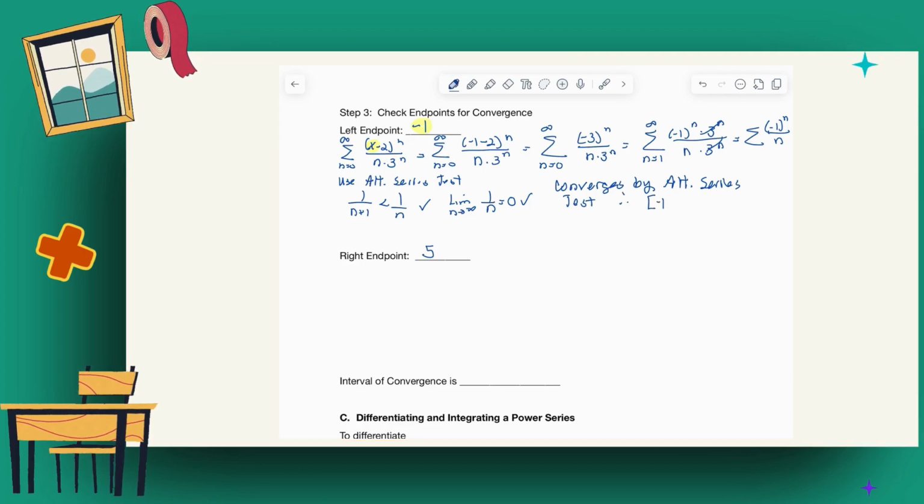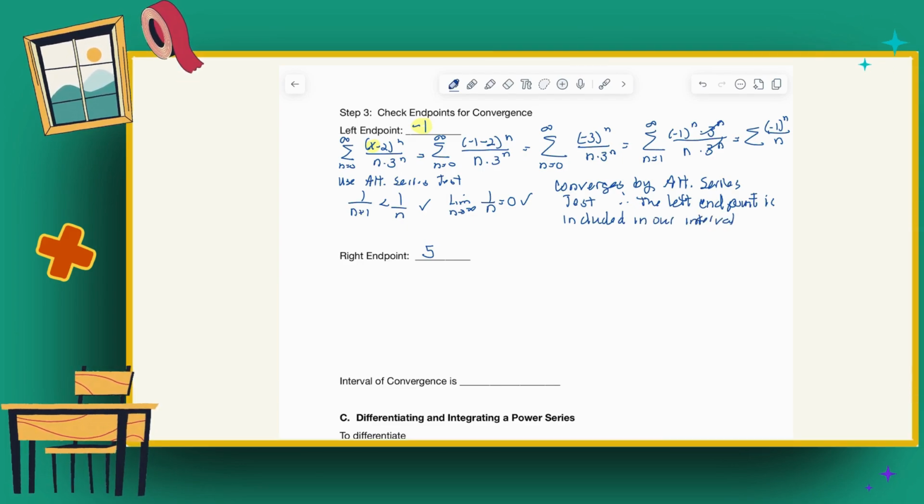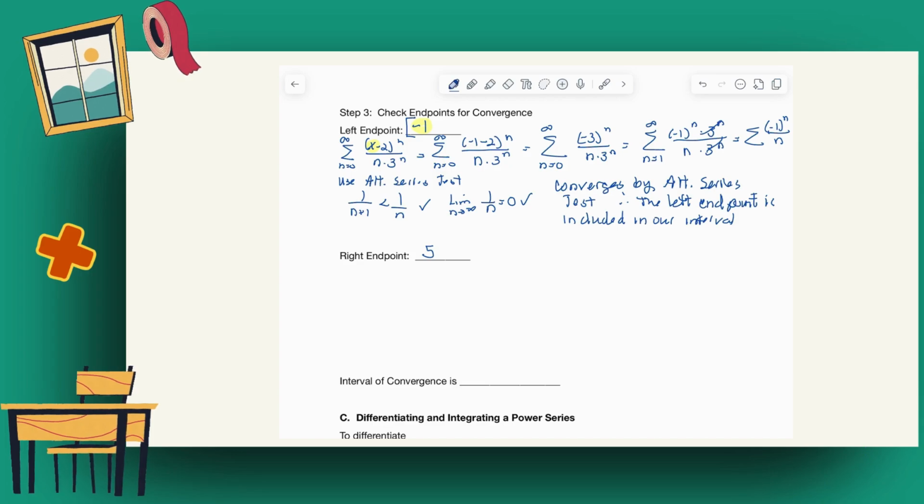And since that series converges at this left endpoint, the left endpoint is included in our interval of convergence. And that means I'll include a bracket with the -1 when I write my interval of convergence.